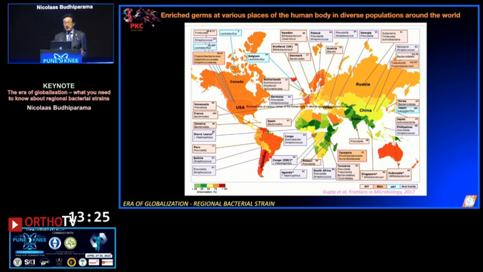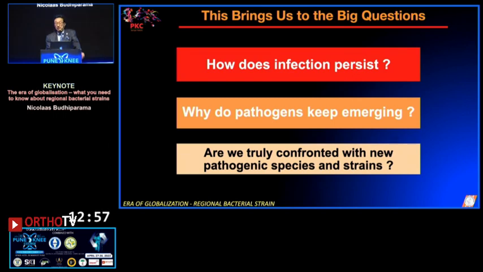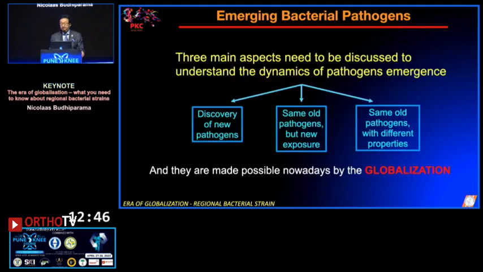If you look here, enriched germs of the various places of the human body in diverse populations around the world. For example, the germs in the continental United States, in Europe, or in Asia Pacific are different. And the microbiome, you can see here the kind of cells in the human body, bacterial and fungal. It's trillions of human cells and 3 trillions of microbial cells. So this brings us to the big questions. How do infections persist? And why do pathogens keep emerging? And are we truly confronted with new pathogenic species and strains?